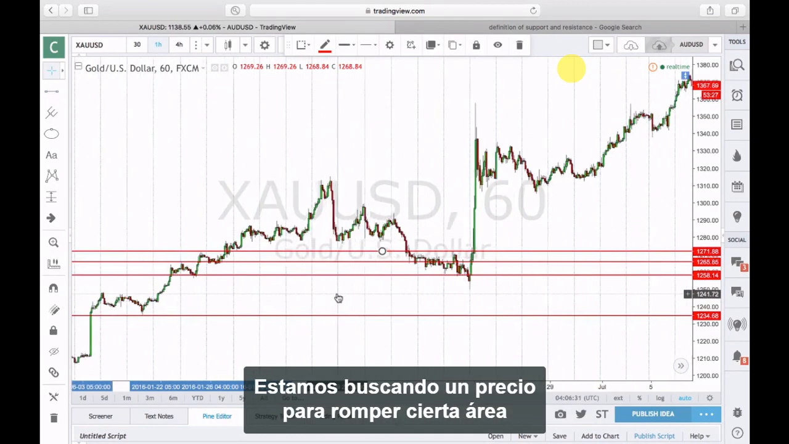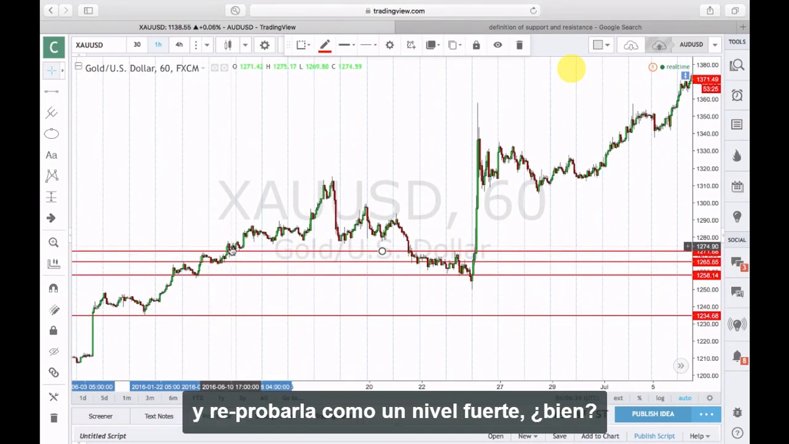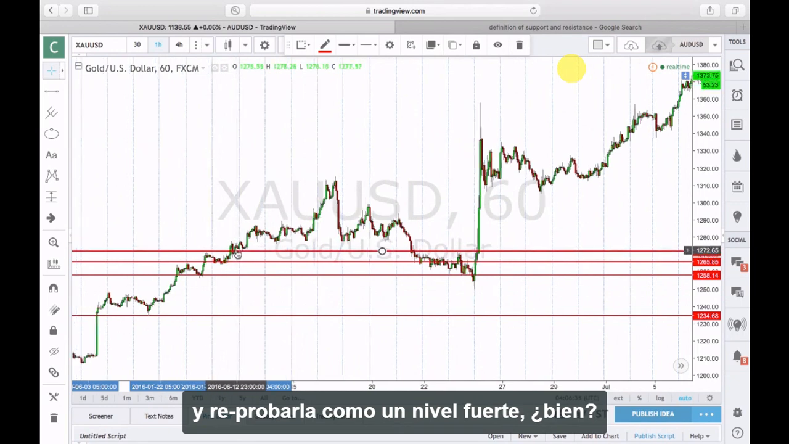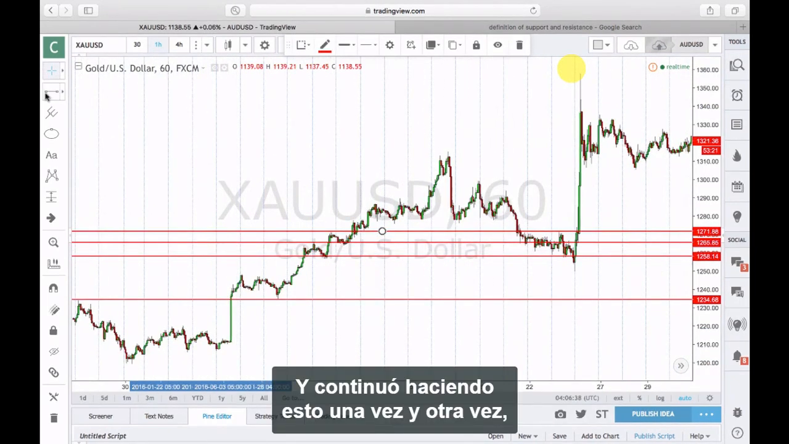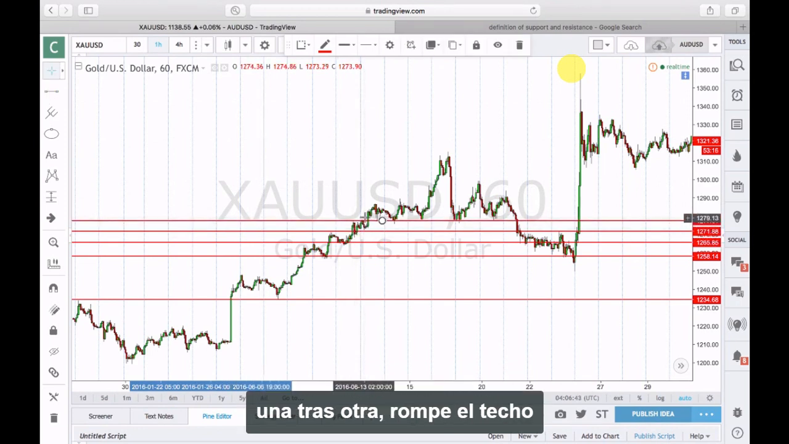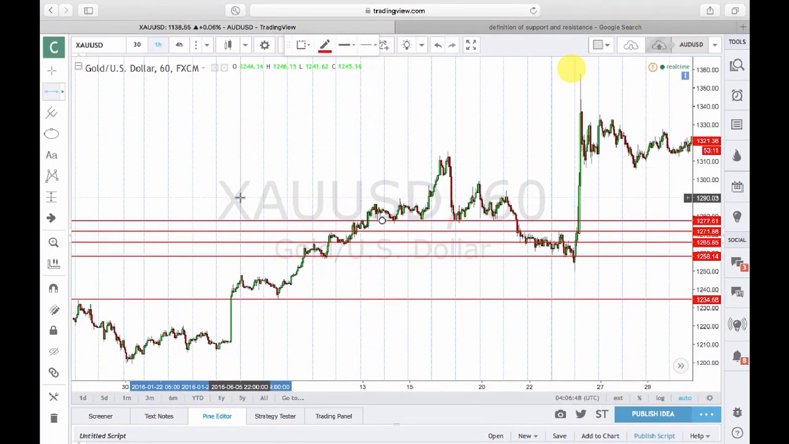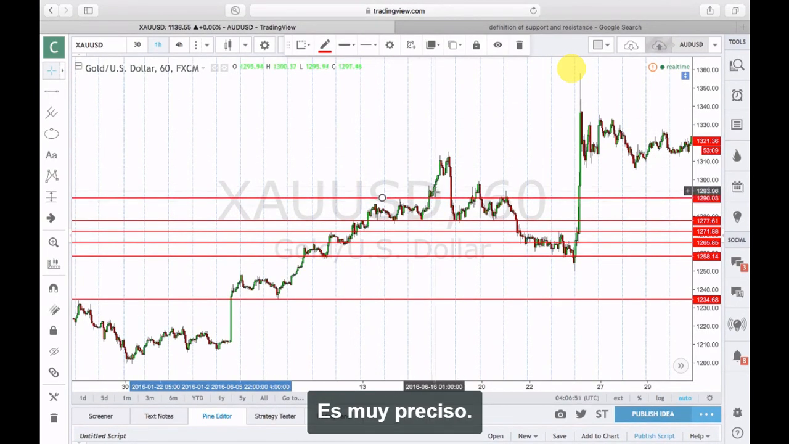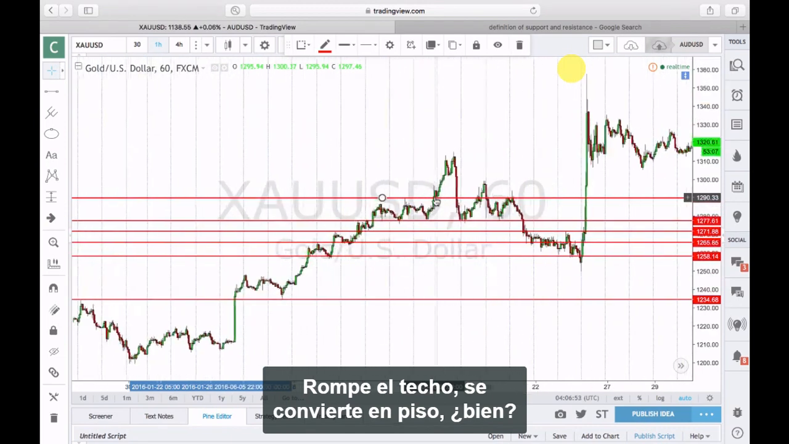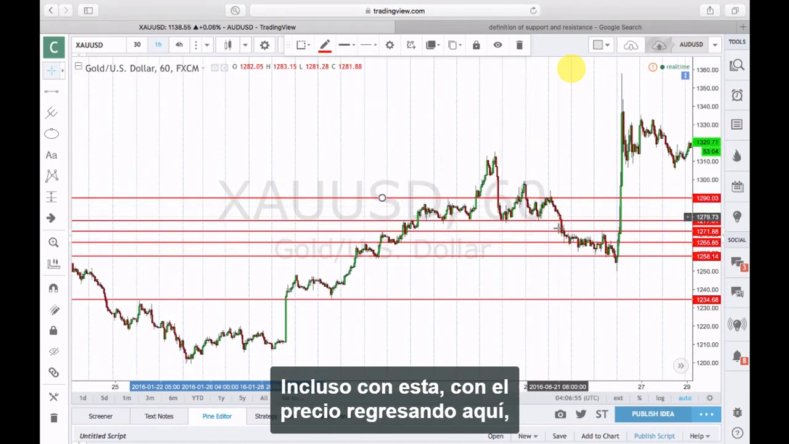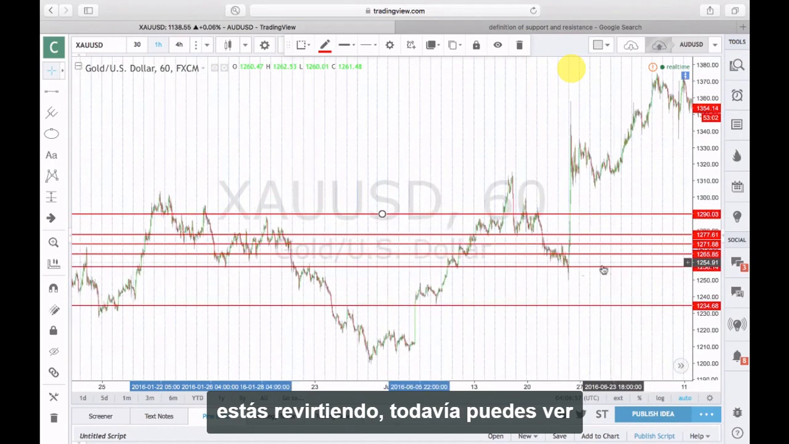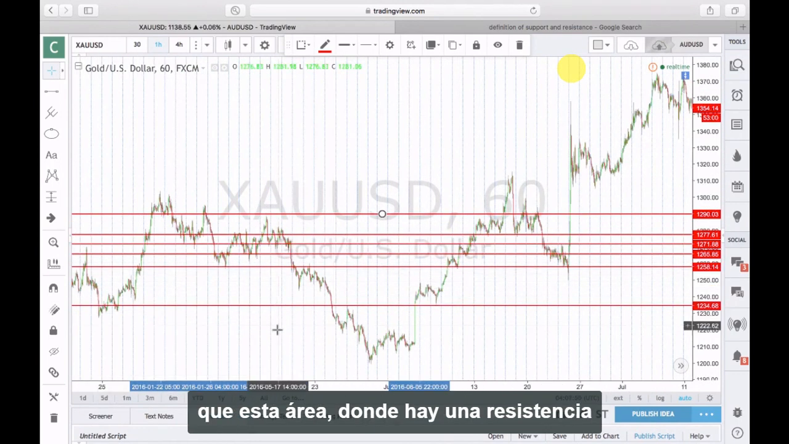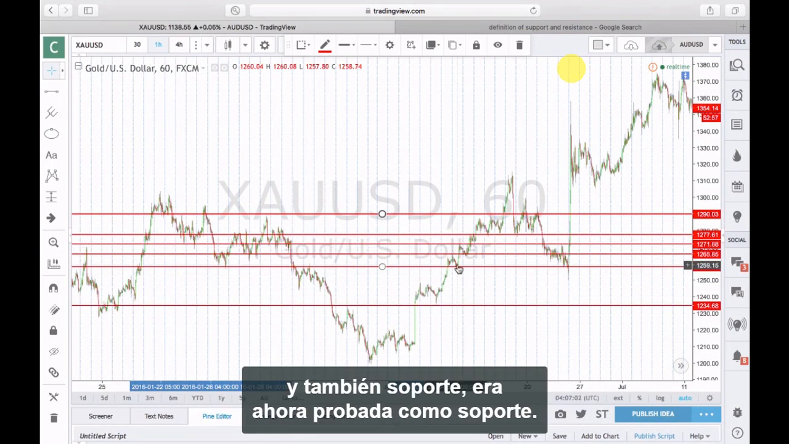We're looking for price to break a certain area and to retest it as a strong level. Okay? And it continued to do this time and time again, back to back. Broke the ceiling, became the floor. Very precise. Broke the ceiling, became the floor. Okay? Even with price coming back here and reversing, you're still able to see that this area where there was once resistance and also support was now tested as support.